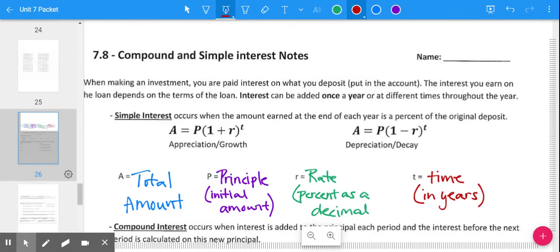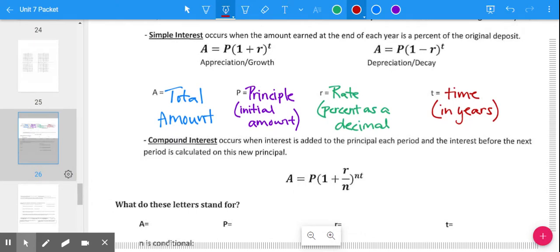So you're going to have two different ways to represent this equation, and that's through appreciation, which is growth, so if you're earning interest on a bank account, or depreciation, which is decay, whereas you're losing a percent of money. So compound interest occurs when interest is added to the principal each period, and the interest before the next period is calculated on the new principal. So when things are happening multiple times a year.